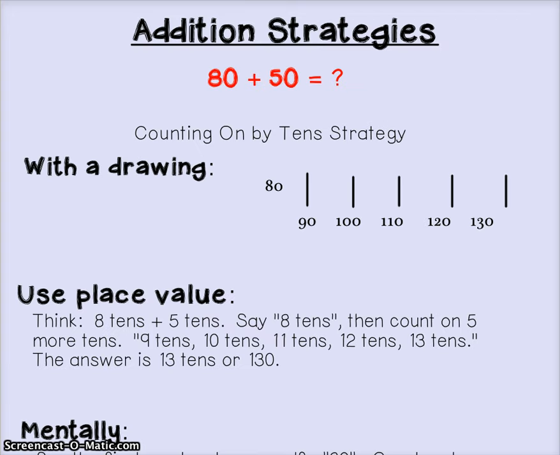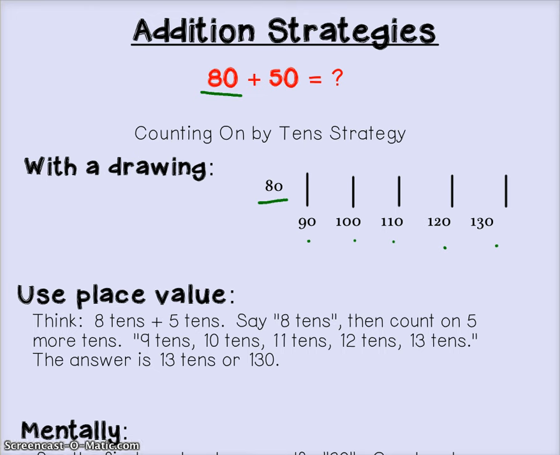All right, friends, we are going to be working with addition strategies. So an example, 80 plus 50 equals what? One way to do this is to count using our tens strategy. You can do this with a drawing. So you can start with 80 because that is our first number that we are adding. We already have that, and we are going to be adding 50 more to it. So we're going to add 5 10 sticks. So we have 80 plus 1, 2, 3, 4, 5, 10 sticks, or 50. So that would be a total of 130.